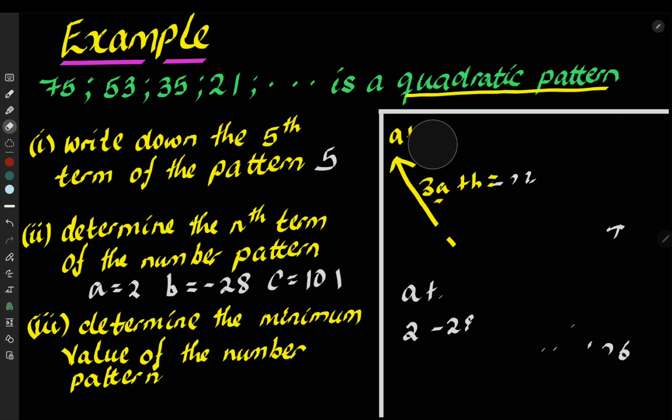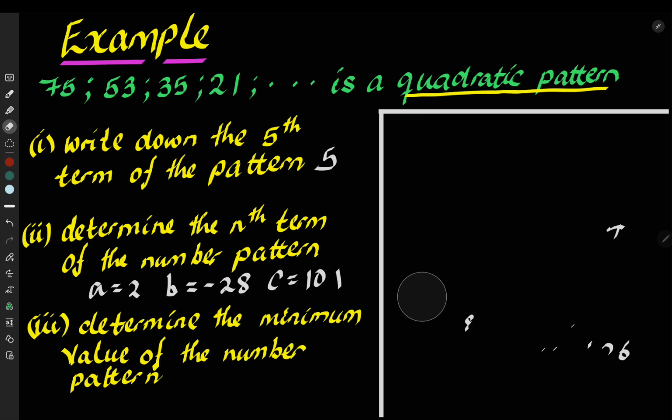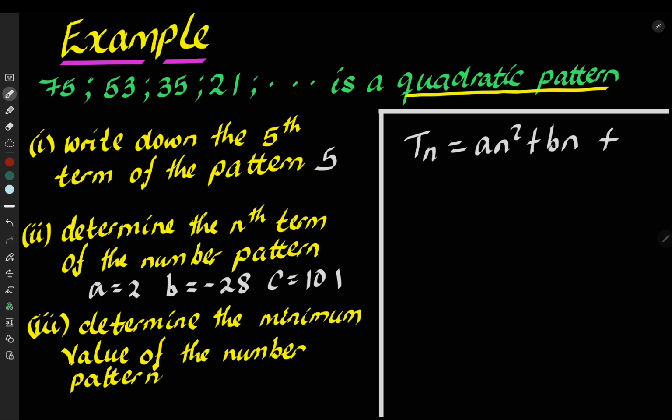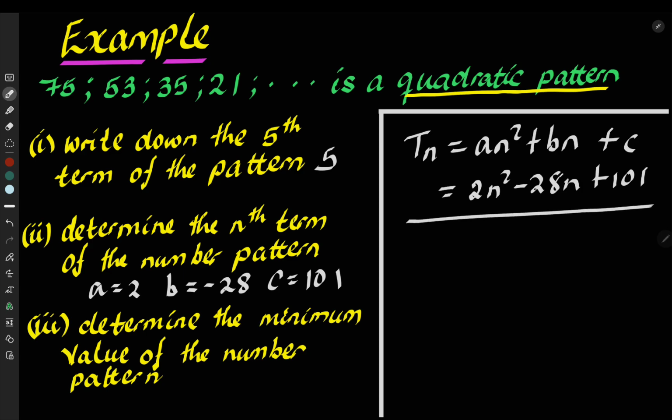So now we have got all the A, B, and C. Then we just substitute them into the general formula. Remember, the general formula for the nth term Tn is equal to an squared plus bn plus c. So in this case, our A is 2, so that will be 2n squared minus 28n, then plus 101. And there we go. We have our nth term formula. So that is the nth term formula for this quadratic pattern.